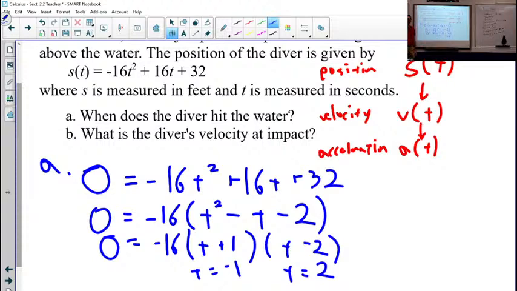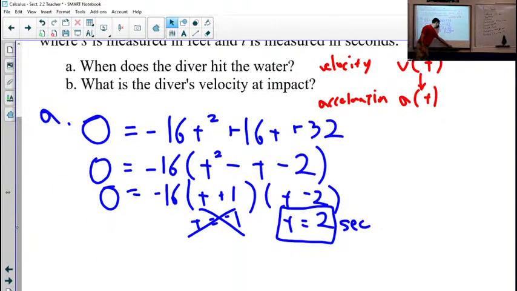So we have 2 answers. Yeah, we're not going to hit the water before we go off the diving board. So 1 second before. Yeah. He jumped up and was in the air for 3 seconds. Hypothetically, not possible. How high can dolphins go? Seconds, maybe. So 2 seconds is when the diver hit the water.